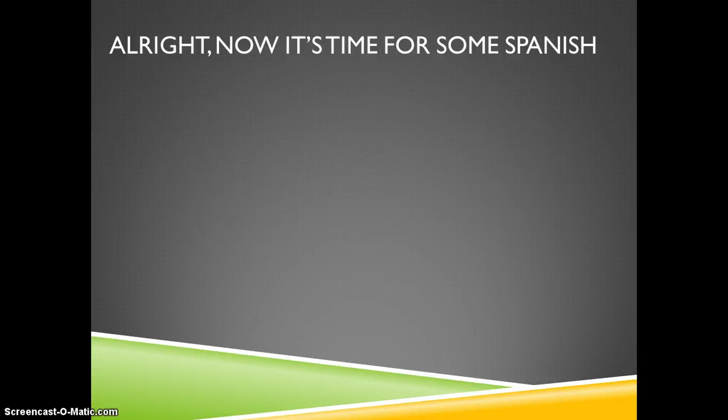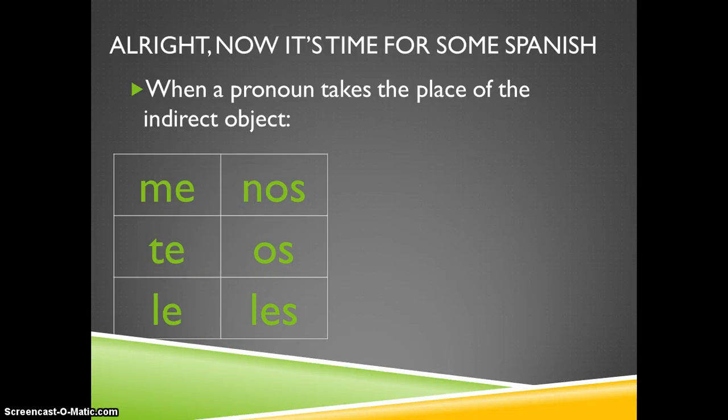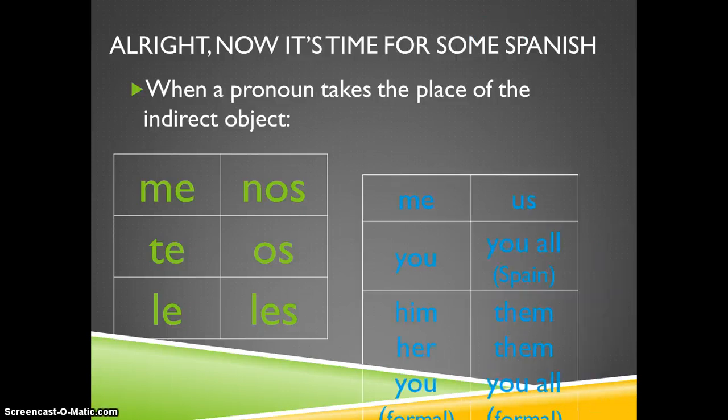Okay, so hopefully you have a good understanding of those indirect objects in English. So now we're going to switch and figure them out in Spanish. Remember, the pronoun takes the place of the indirect object. So first, we've got me, te, le, nos, os, and les. Those are indirect object pronouns in Spanish.